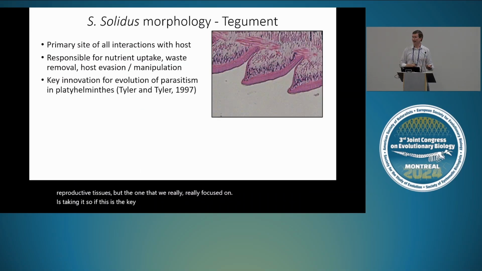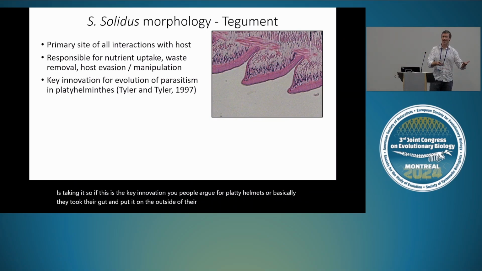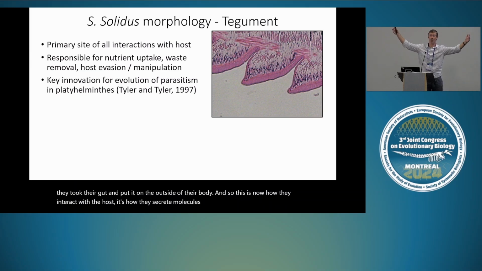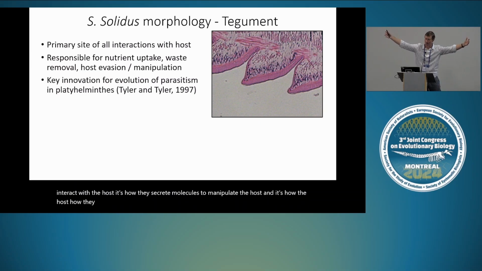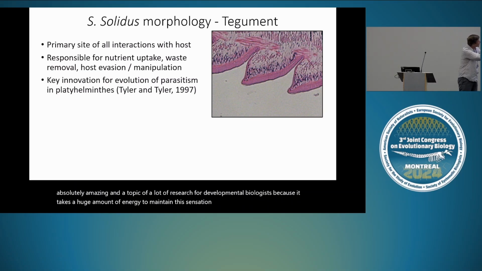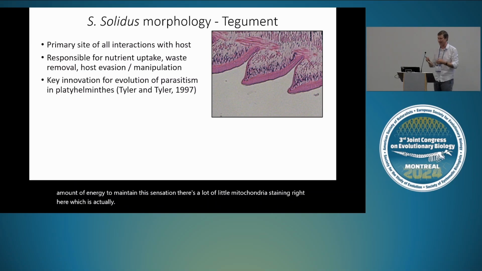People argue for platyhelminths, where basically they took their gut and put it on the outside of their body. And so this is now how they interact with the host. It's how they secrete molecules to manipulate the host, and it's how they also absorb resources from the host. So it's this thin syncytium that is just absolutely amazing and a topic of a lot of research for developmental biologists because it takes a huge amount of energy to maintain this syncytium. There's a lot of little mitochondria staining right here, which is actually used to basically maintain this tissue.